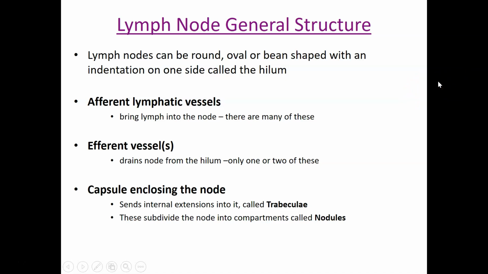The node is enclosed by a capsule, which is a collagen fibrous connective tissue, dense, irregular connective tissue. And fibers from the capsule penetrate inward and sector off the cortex. Those partitions or walls are called the trabeculae, and the spaces enclosed by the trabeculae contain lymphatic nodules.